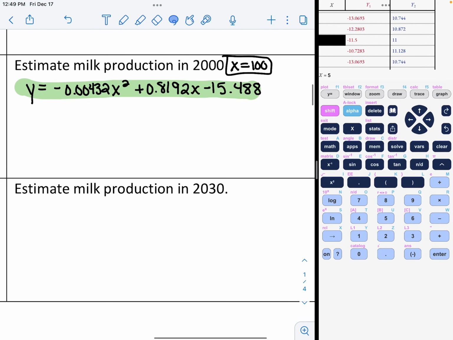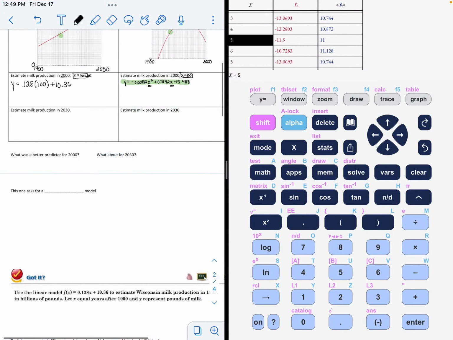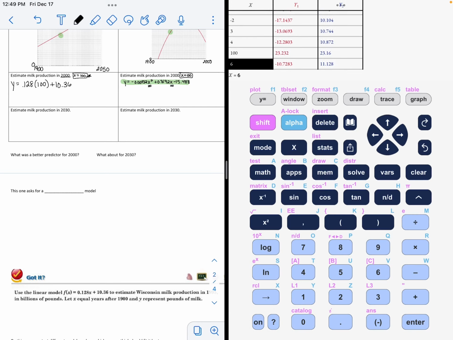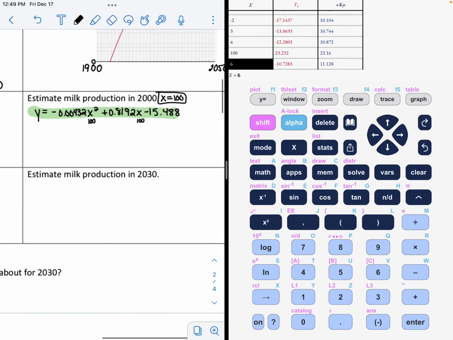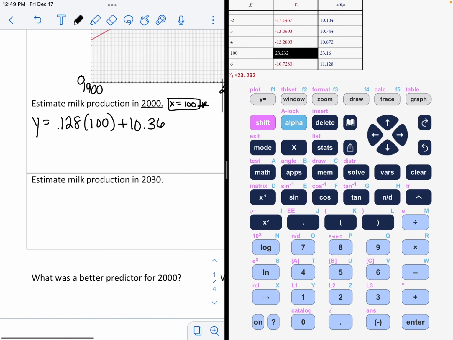Okay, so you see those x's. You're going to put 100 in for those x's. And my calculator just did it for me automatically. So my first one over here, my red one, I'm going to type in 100. So that plugs in 100 for me. And I end up getting 23.23. And that's right here. And then with this one, when I plugged in 100, you get 23.16.